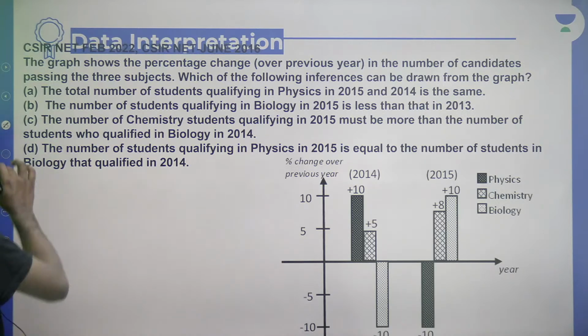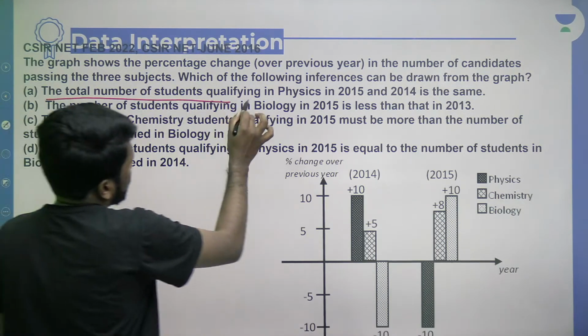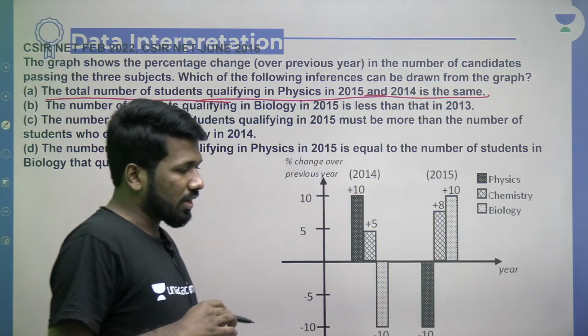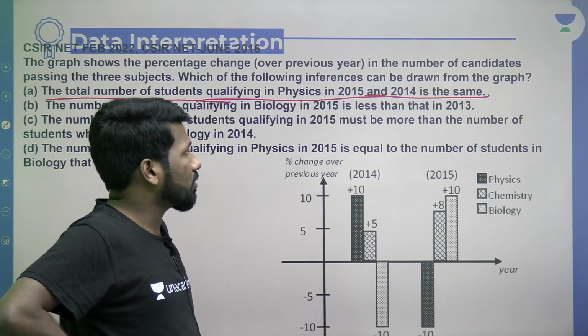So which is the correct inference is the question. So option A analyze करेगा. Total number of students qualifying in physics in 2015 and 14 is same. Yeah, the explanation I have given now is enough to say that they are not same. Why?